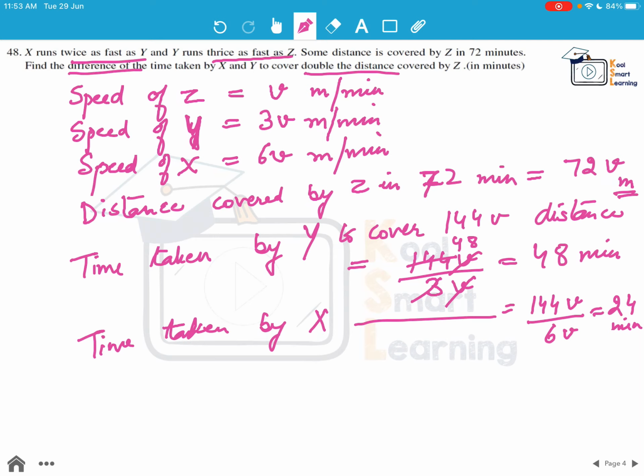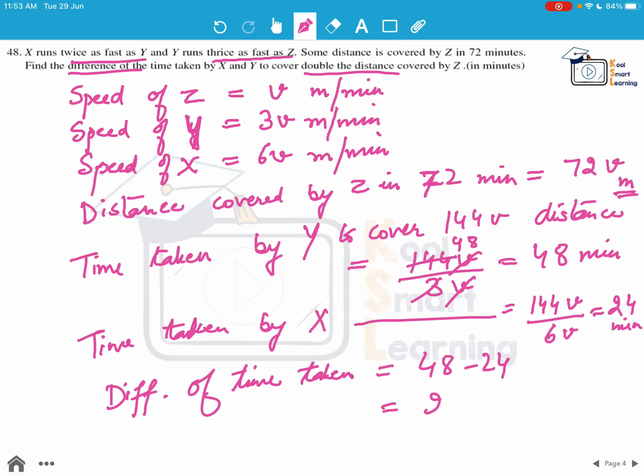We have to find out the difference of the time taken. So difference of time taken by X and Y to cover double the distance is 48 minus 24. It comes out to be 24 minutes. So this is the answer to this question.